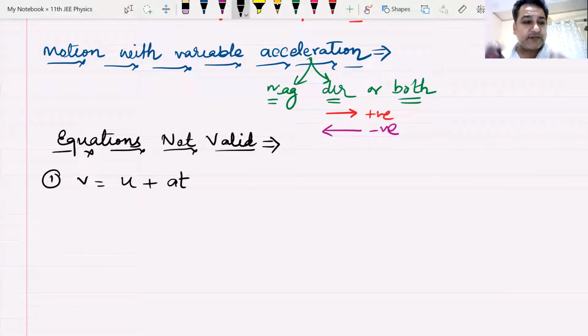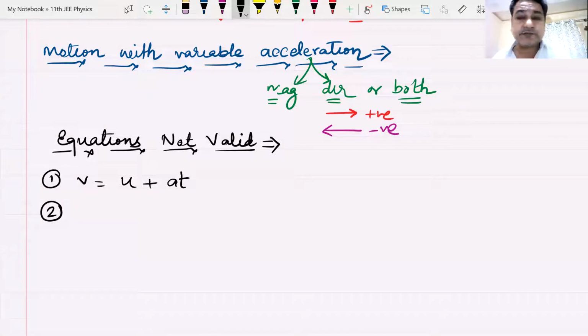Can I have some raised hands that we understand this? Up till now this equation was valid, but now it becomes invalid. Acceleration has become variable. What is the second equation which is of no use now? Useless, can't use them.